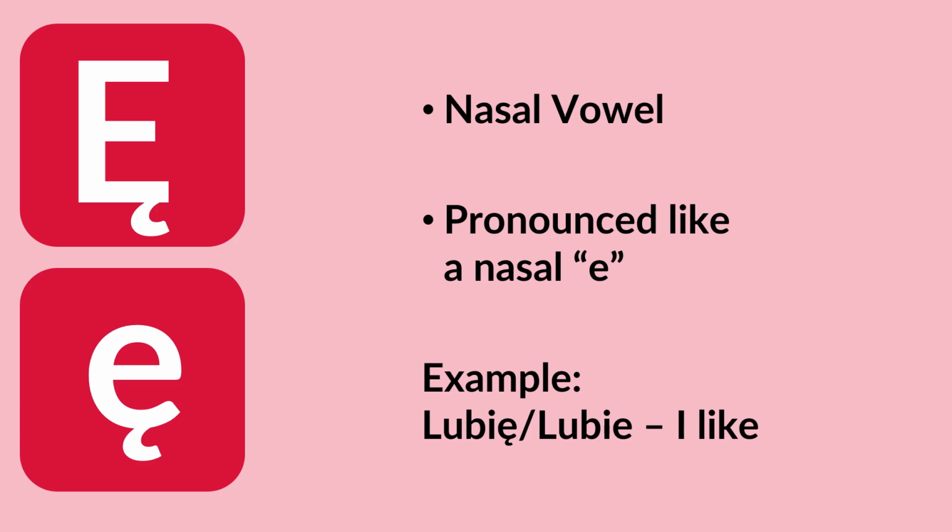This letter E also has a diacritic, as well as being a nasal vowel. It is pronounced as ę, and it sounds like a nasal E, or en to be more accurate. An example of the letter ę being used in a word is lubię, which means I like. However, when the letter is at the end of a word, it is often pronounced as a normal E. Therefore, the word would be said like this, lubię.